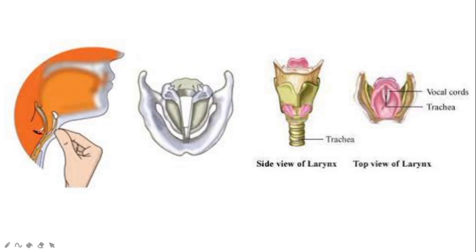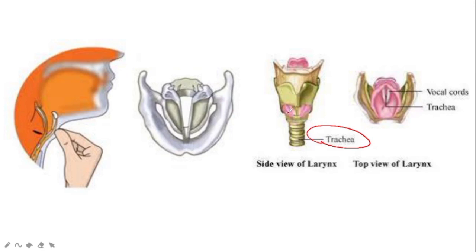This part of the body is known as the voice box. It is at the upper end of the windpipe. So where is the windpipe? For example, here. This voice box or larynx is present at the upper end of the windpipe. What is the function of the windpipe? The windpipe carries air into the lungs, right?